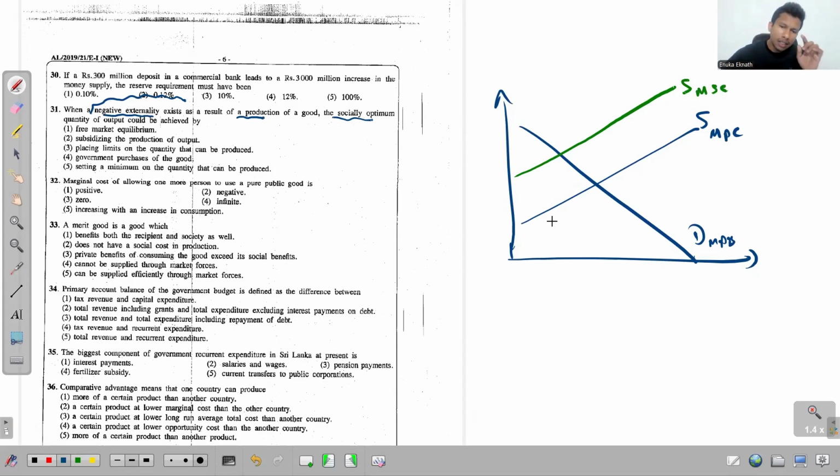Now, if you analyze this diagram, here you see this is the market allocation, but this is the socially optimum allocation. If not, this is a socially optimum quantity. So the quantity based on the market forces, if not the quantity based on the private cost and private benefit, is higher than the socially optimum quantity.